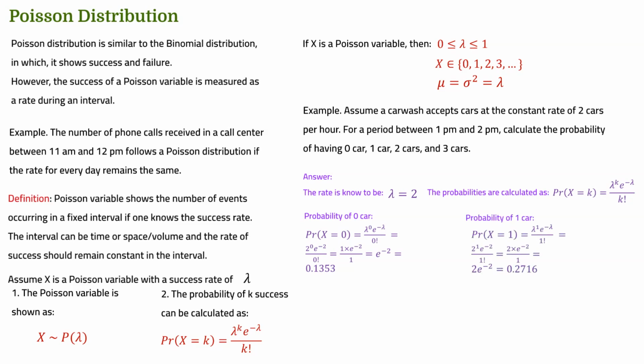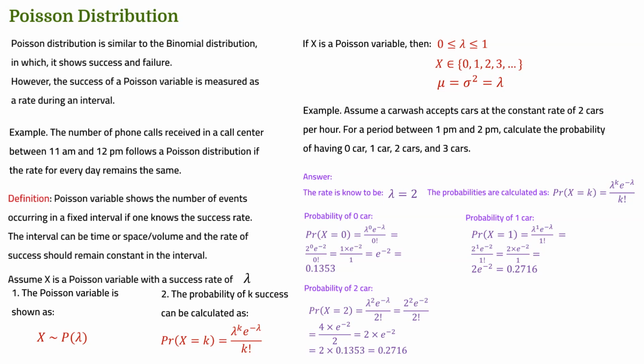Probability of 1 car is when k is equal to 1, so lambda^1 e^(-lambda) divided by 1 factorial. Substituting lambda 2 in this equation will be 2^1 e^(-2) divided by 1 factorial, which will be 2e^(-2) divided by 1, which is 2 times e^(-2). If you do the calculation, it will be 0.2716.